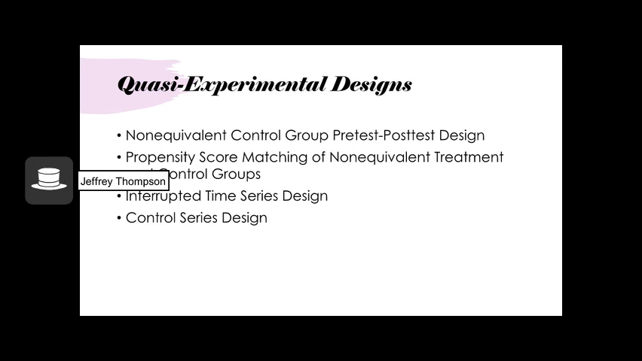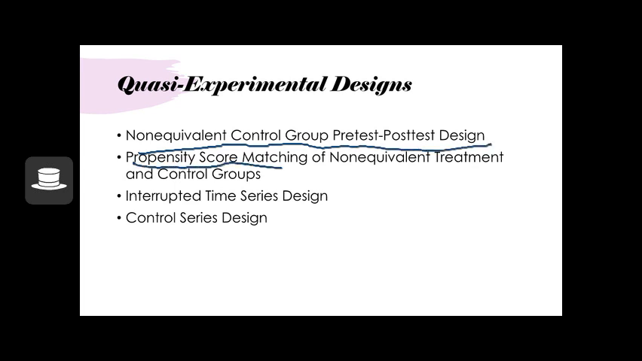But now we can talk about the actual quasi-experimental design. So these aren't perfect, they're not ideal, but if you can't control the independent variable, or if you can't really make sure that your groups are equivalent, then you have the ability to go, okay, well, these are still ways of getting good information. So we have the non-equivalent control group, pre-test, post-test design.